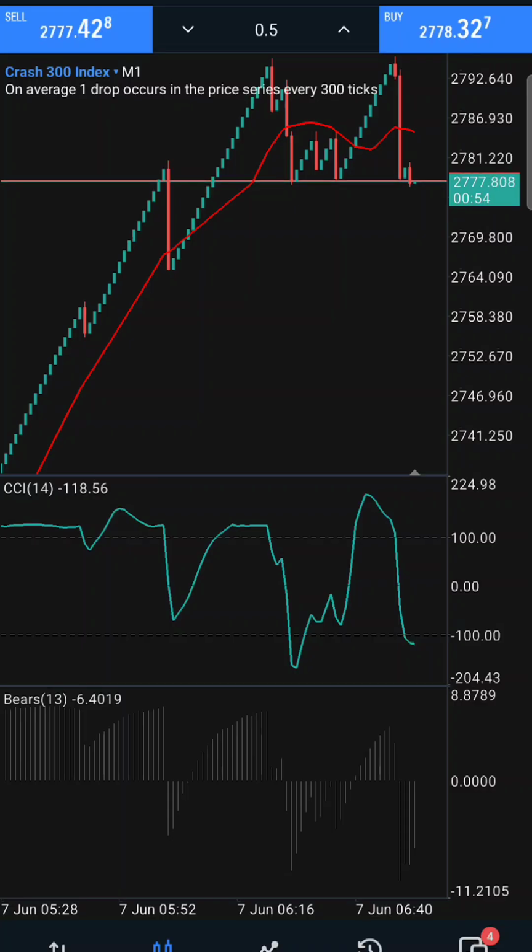In the case of Crash 300, I have to check my CCI level. The line of the CCI must have come to minus 100, which is the lower point. It must have reached minus 100. If it is closer to minus 100 and is not on or past minus 100, I will not take the trade. So in this case, you can see it's below minus 100, which is good. This is a good opportunity for us to trade.